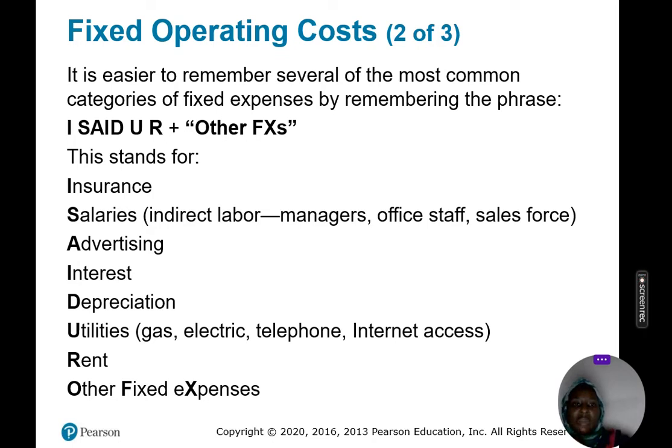Now let's look at the different types of fixed operating costs. You could use these words to remember them: I said, you are, plus other FCs. The I stands for insurance, they are fixed. Salaries, they are fixed. Advertising, interest, depreciation, utilities like gas, electric, telephone, internet access, right?